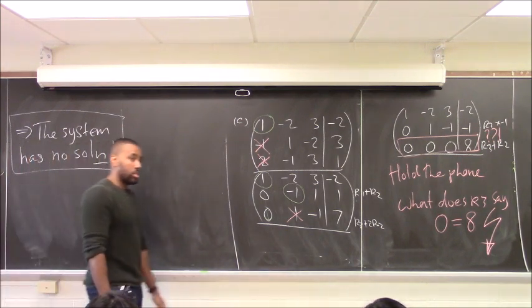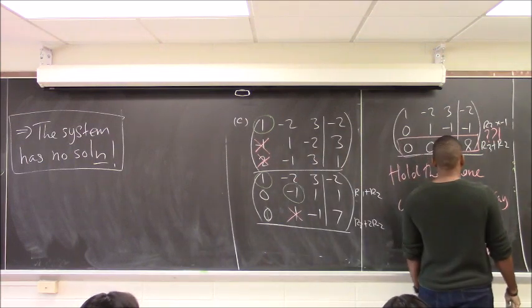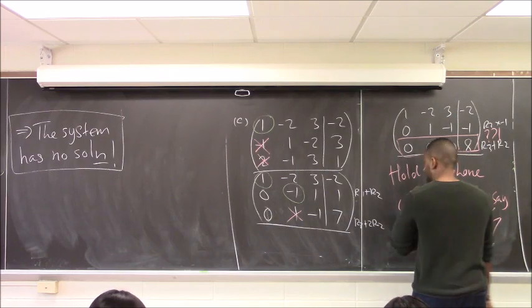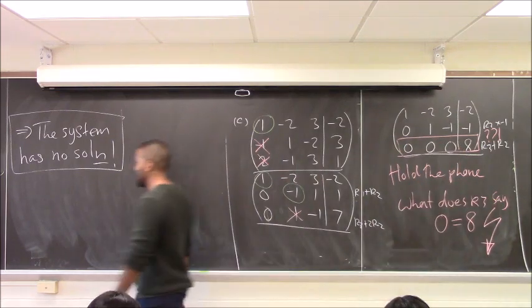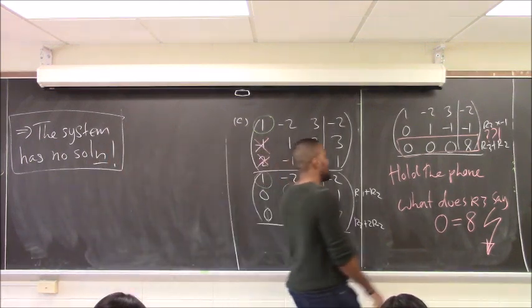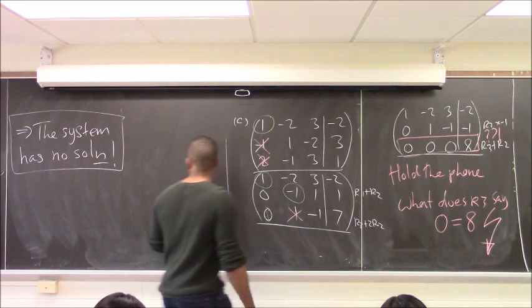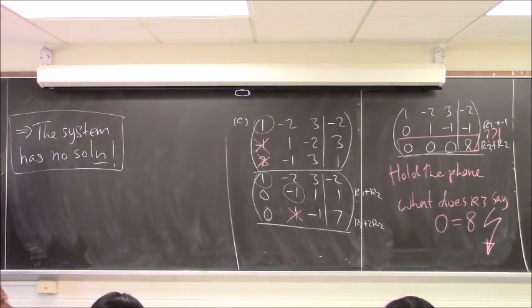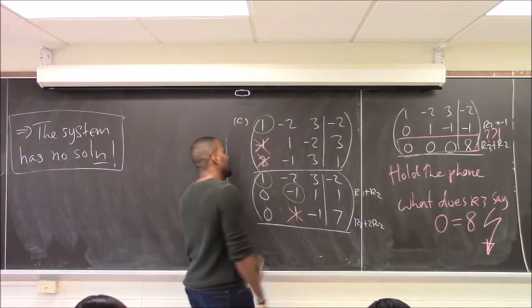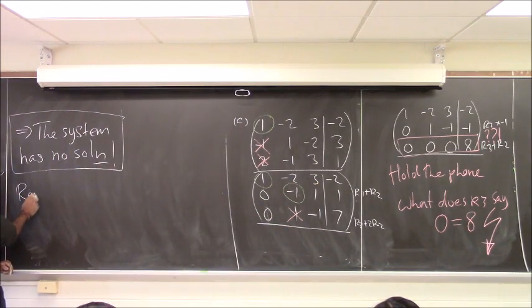If that 8 was a 0, would you be able to continue going? Just hypothetically speaking. We shall see. I actually have an example with that situation. But this situation is definitely not tolerable. 0x plus 0y plus 0z should be 0. It should not be 8. You would stop the process here and say the system has no solution. And so here are some remarks on this situation.